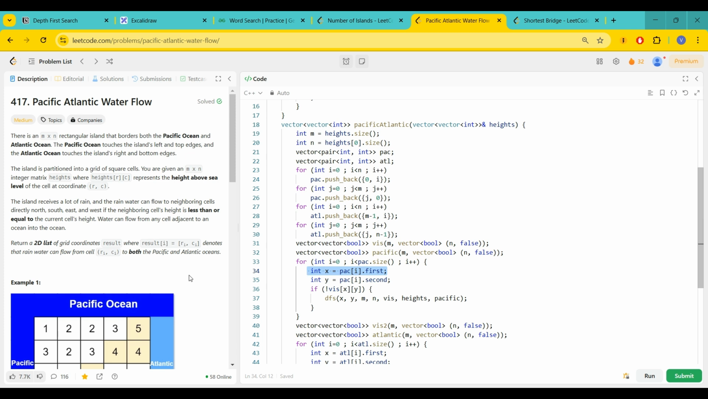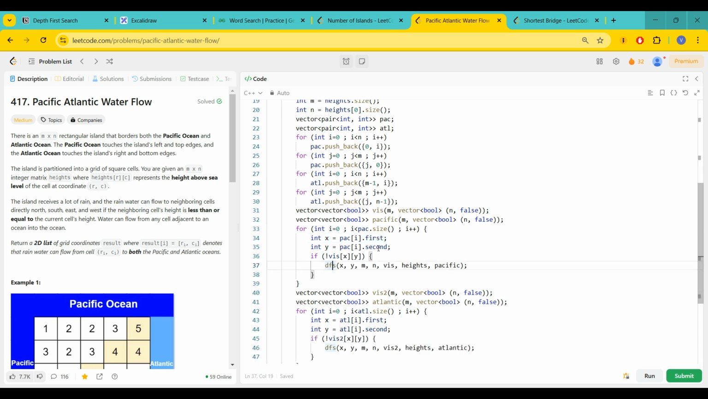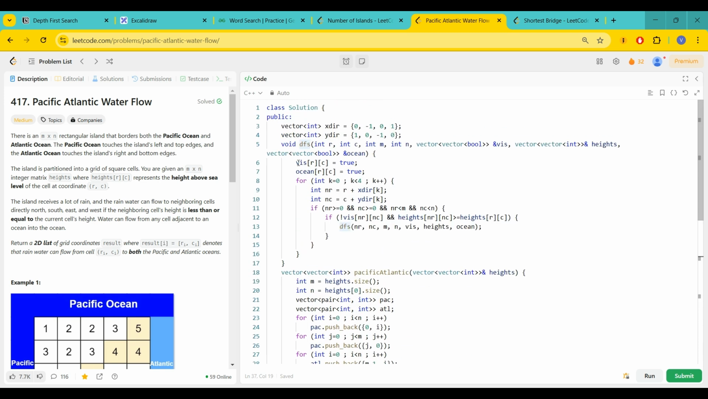Whenever you solve questions, you need to know where to start the DFS from. Okay, so we have figured that out and we have started DFS. Now inside DFS, again the same: visited true. Now this is according to the problem logic. Again we are going through all of the directions and doing the same DFS. Again a small programming logic here according to the given question.